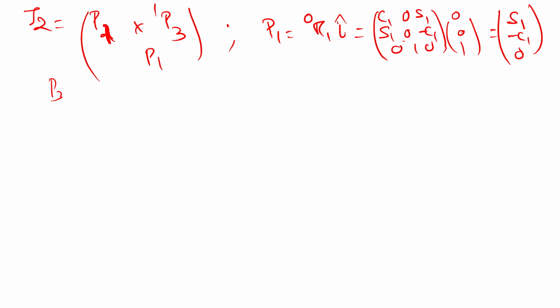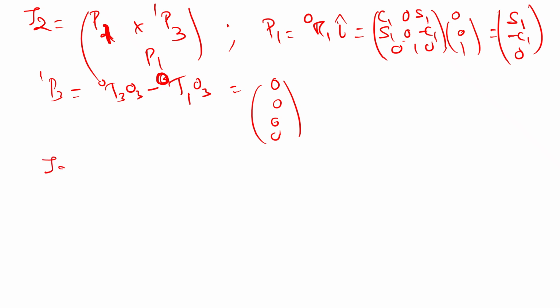So next you have to calculate P31. So what is P31? T30 O3 minus T10 O3, since i minus 1 is 1. Then T3 0 into O3, we have already found out. So if you subtract this, you will get 0, 0, 0. This matrix is given, so just multiply and subtract. So now we have to do J2. So what is J2?